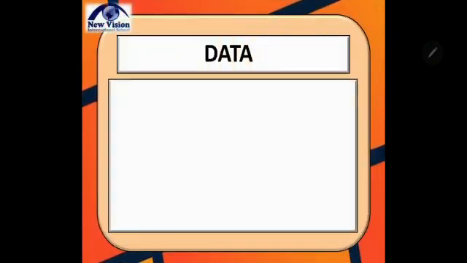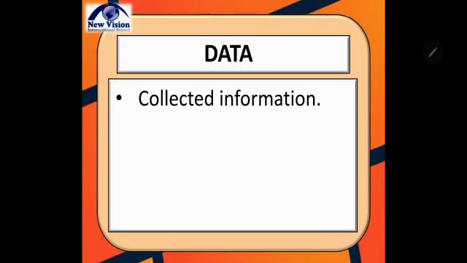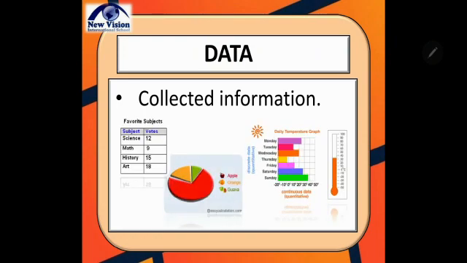Our first term is data. It is defined as collected information. Here are some examples of data. So we have table, pie graph, and bar graph.